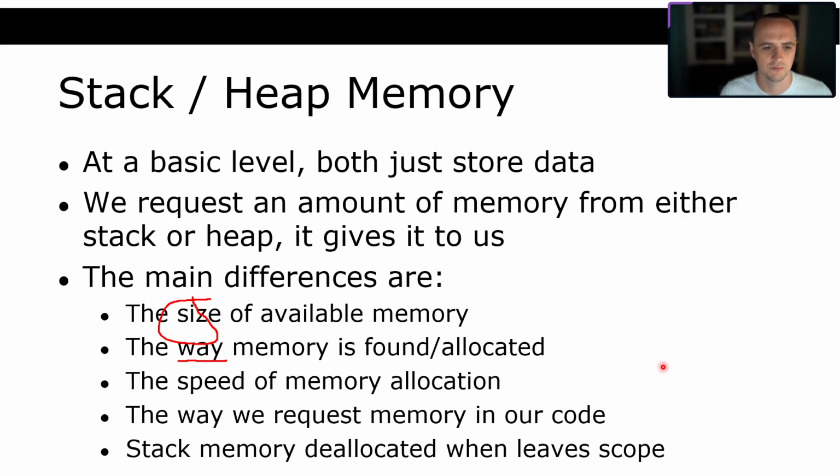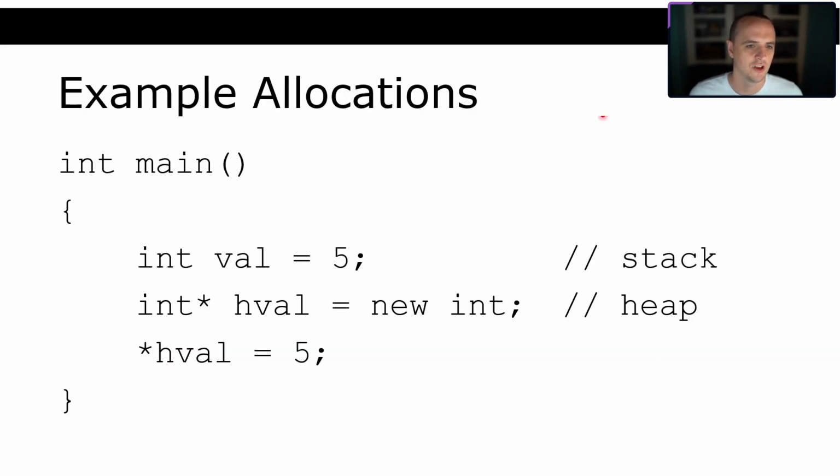So let's just look at some basic examples of this. Here we have a very basic main function, or whatever function. If we just say something like int val equals 5, so we declare a value as type integer and give it some value, then that memory is allocated on the stack. By default, the natural way we would allocate a variable, it gets assigned to the stack, okay? And if we want to use the heap, then we have to invoke the new keyword.